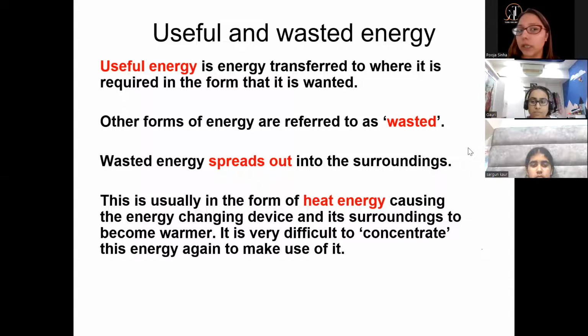Yeah. So you understand what is useful energy and wasted energy? Yeah. Correct. Okay. Now wasted energy कहाँ चली जाती है? वहाँ कहाँ जाती है ये सारी? Into the environment. Into the surrounding, right? Into the environment. Okay.